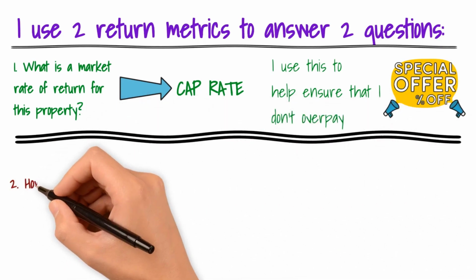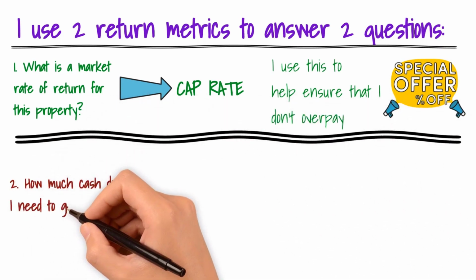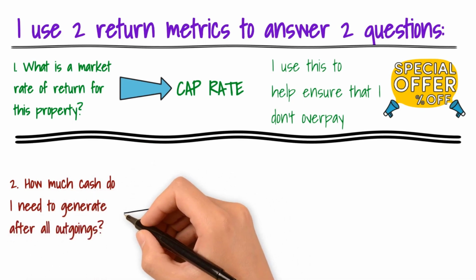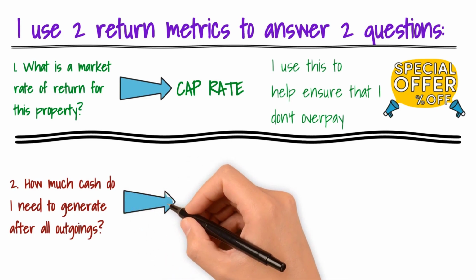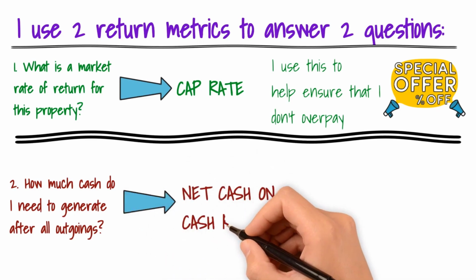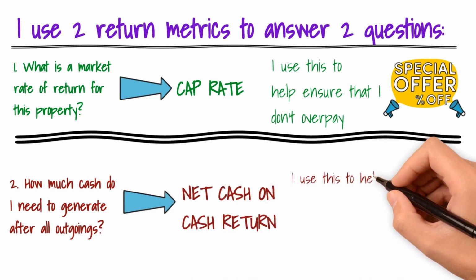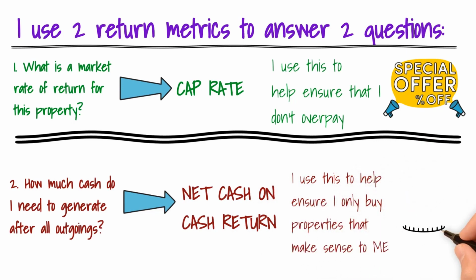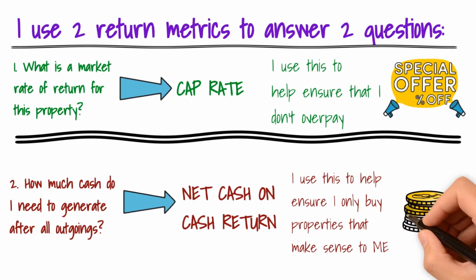Question 2, how much cash do I need to generate after all outgoings? Here I use net cash on cash return, which helps to ensure that I only buy properties that make sense given my personal financial situation, hopefully leaving me with some cash on the table.